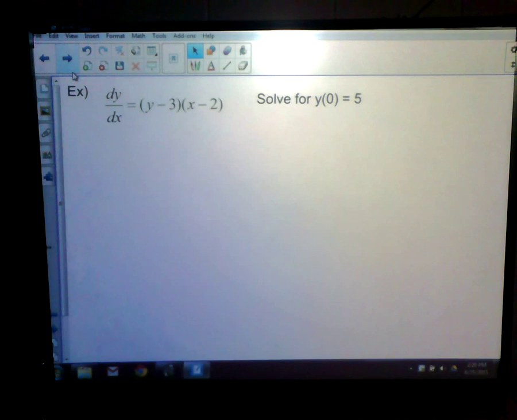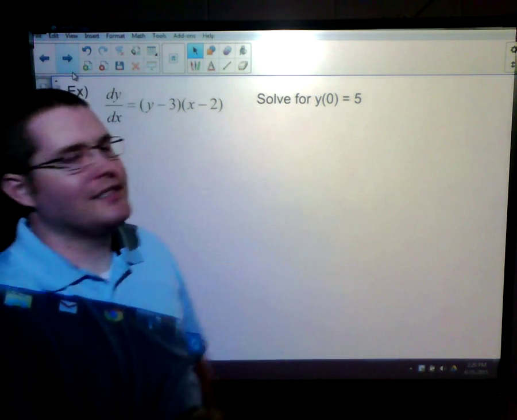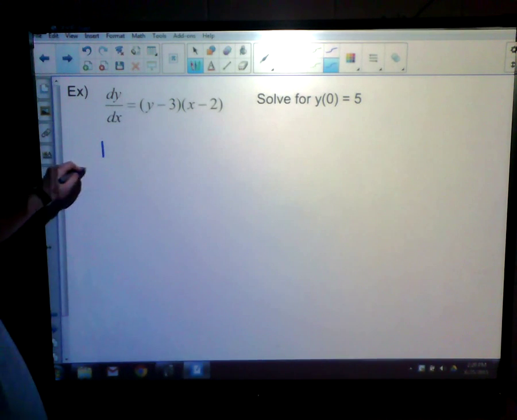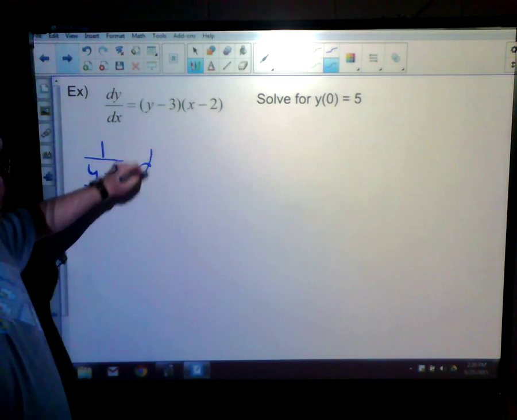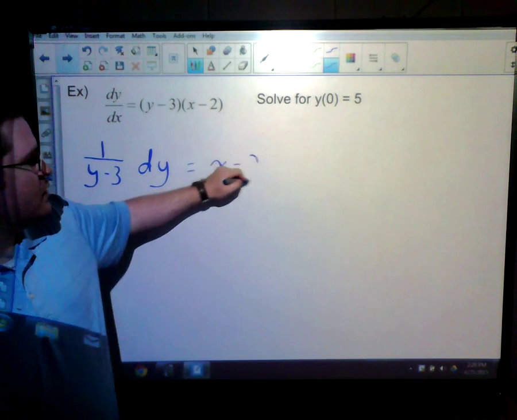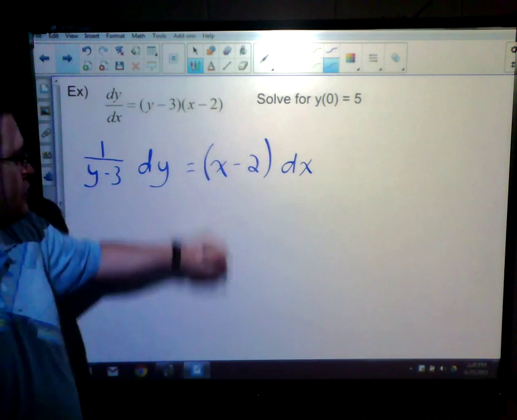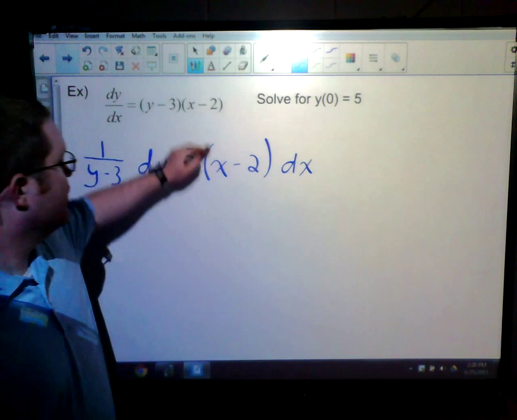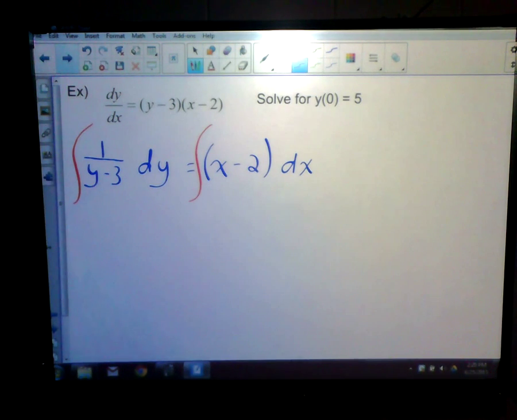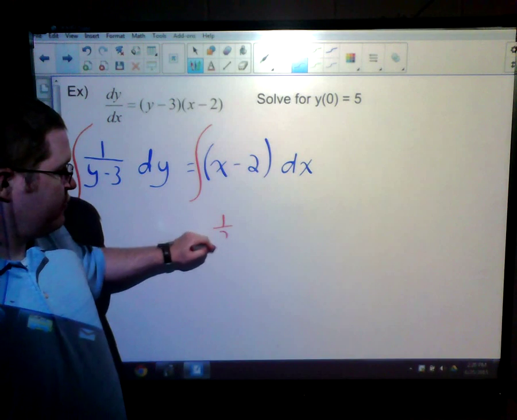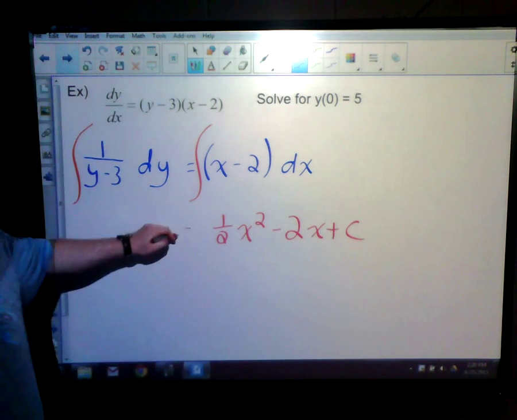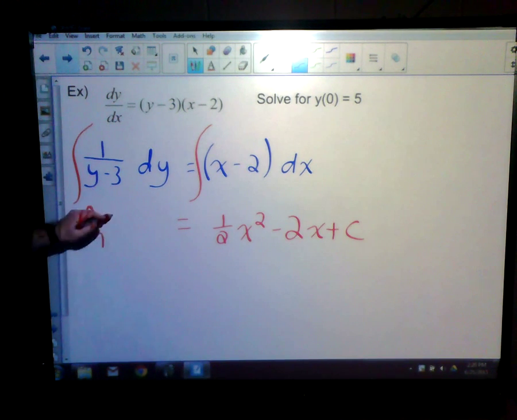Initial value problem. Let's separate the variables and then solve for this initial condition, the point (0, 5). Well, just like last time, this is going to be 1 over y minus 3 dy equals x minus 2 dx. How do I cancel out the derivatives? I integrate. This is 1/2 x squared minus 2x plus c. This side, 1 over something, is natural log of that.